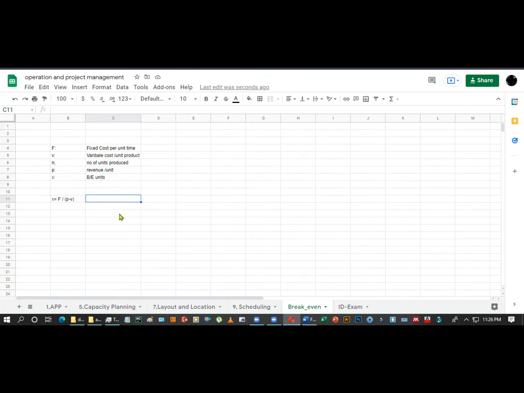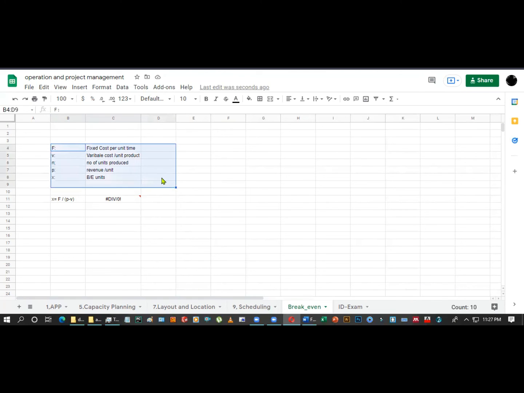In order to insert a function, we need to give an equal sign at the start, and we put the fixed cost value here. So it is fixed cost divided by revenue per unit minus variable cost per product. Enter. As you can see, there is no value because we didn't put any values in here: fixed cost, variable cost, or revenue per unit.